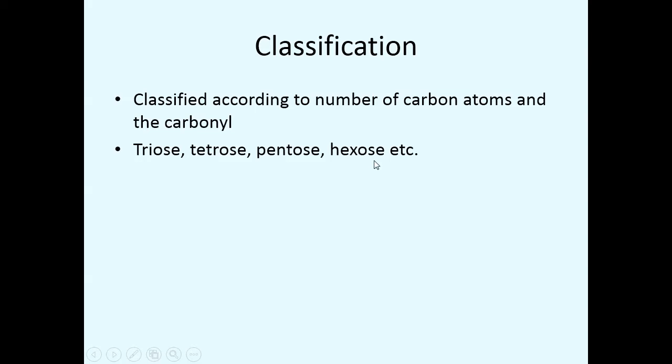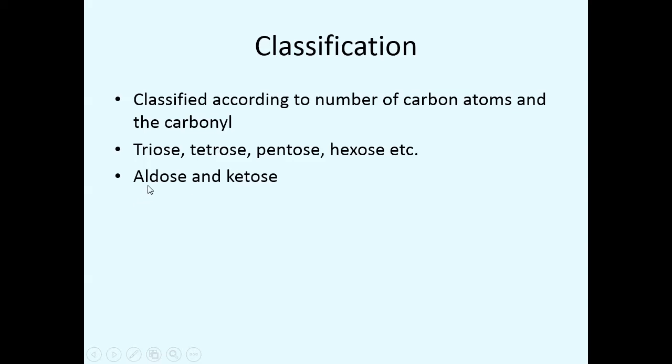For example, glyceraldehyde has 3 carbons, so it is a triose. Ribose has 5 carbons, so it is a pentose. Glucose has 6 carbons, so it is a hexose. Monosaccharides are also classified based on the carbonyl group they contain.